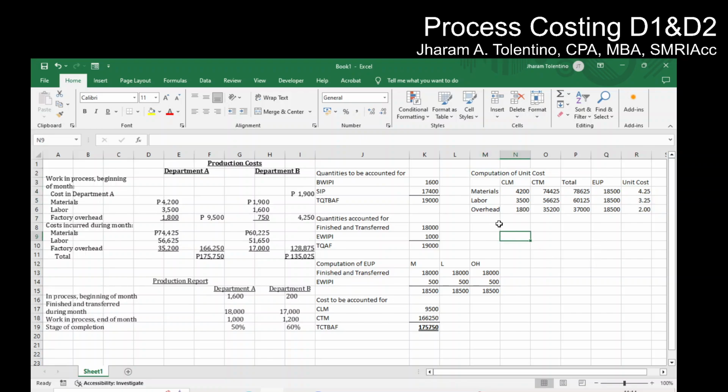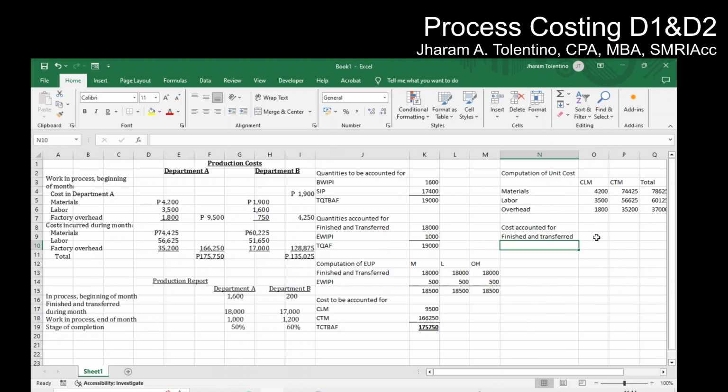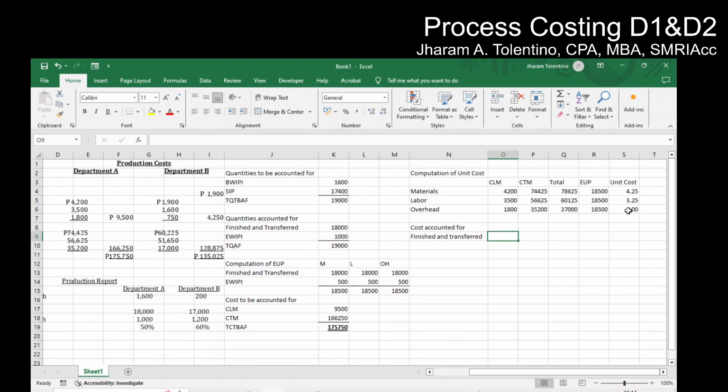After that, what's next? Let me move this to align it. Our cost accounted for in Department A. So, cost accounted for is finished and transferred. This is easy because of even distribution, right? So we have finished and transferred. Just take the total unit cost here.